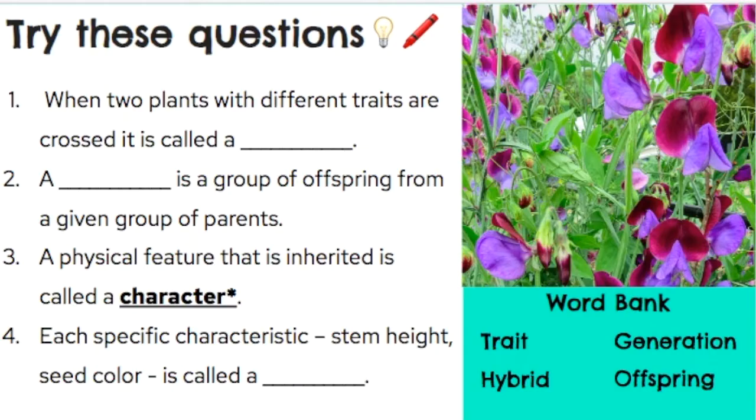So go ahead, try these questions. I'll read them to you, but I'd like you to try them on your own. We'll go over them together in class. Here's your word bank. So when two plants with different traits are crossed together, it's called a blank. You can type your answer here.